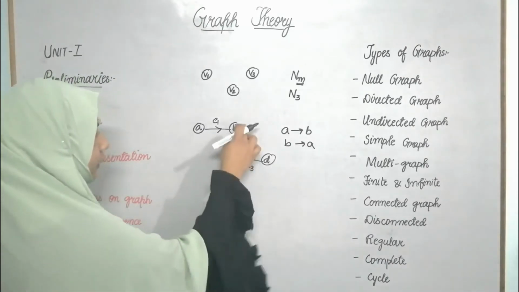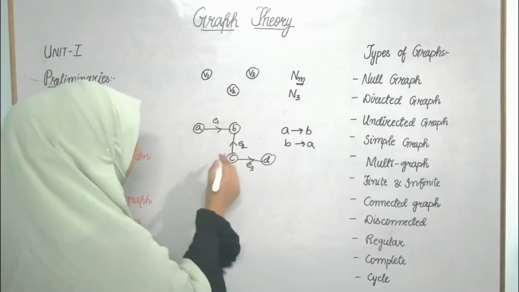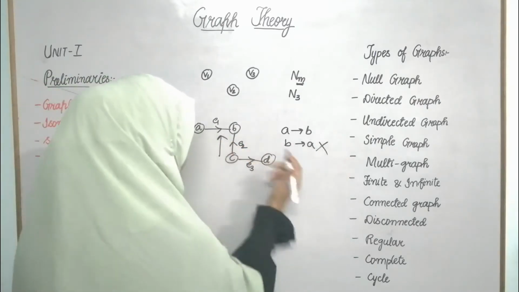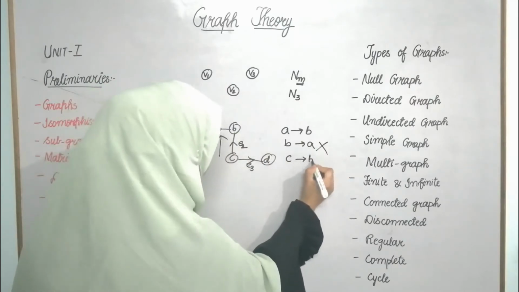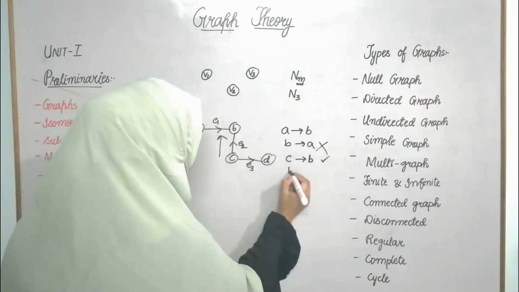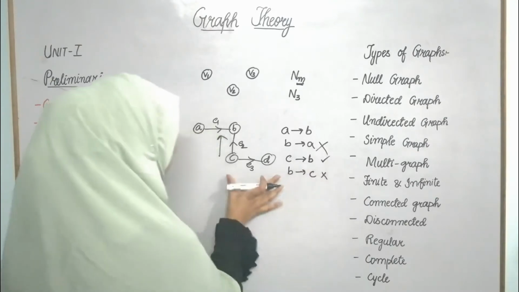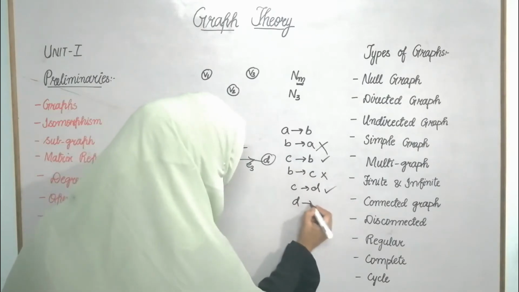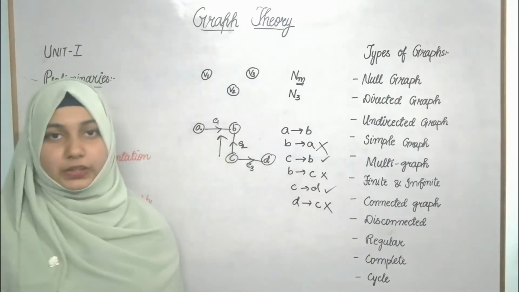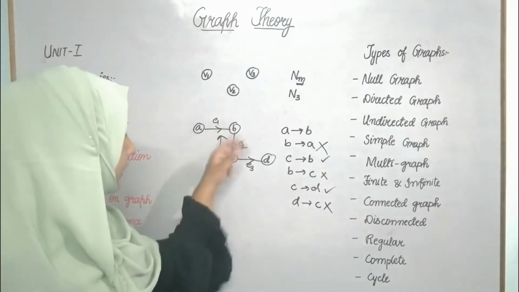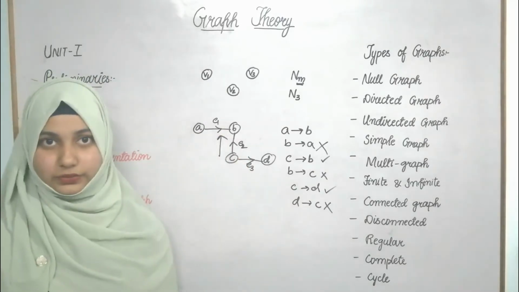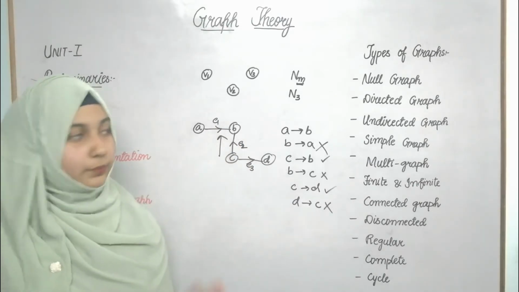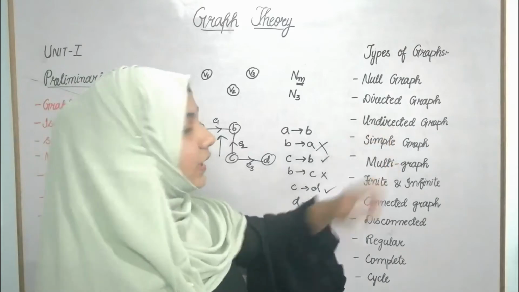Similarly here, B to C cannot be traversed. Only C to B can be traversed. B to A is not possible. Similarly, C to B can be traversed, but B to C cannot. Same way, C to D can be done, but D to C, no possibility. Got? The directions are given, and depending upon the directions only, you are going to traverse the graph in the given direction. Clear?